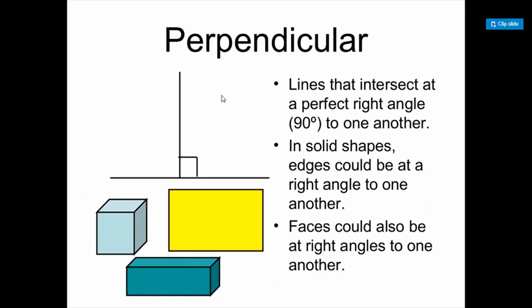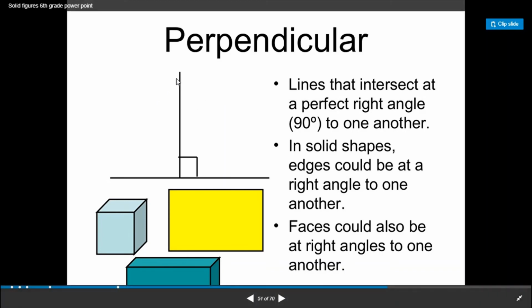So we have also perpendicular lines. Perpendicular lines are lines that intersect at a perfect right angle. So these two lines intersect one another. This is line A. This one is line B. And once they intersect, they create a right angle. That's why we call that a perpendicular line.